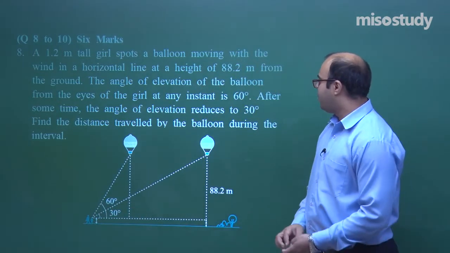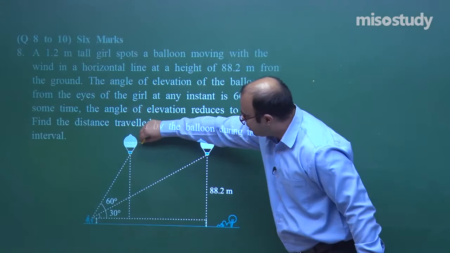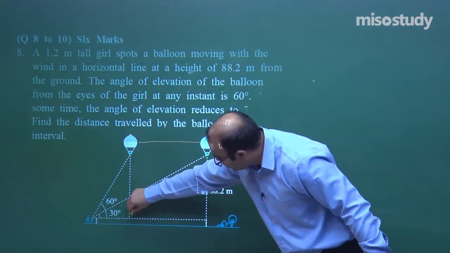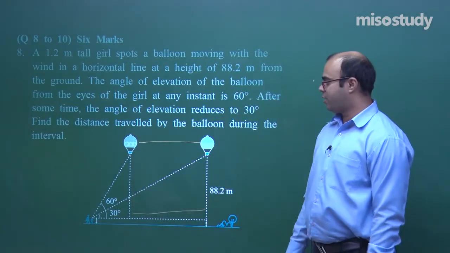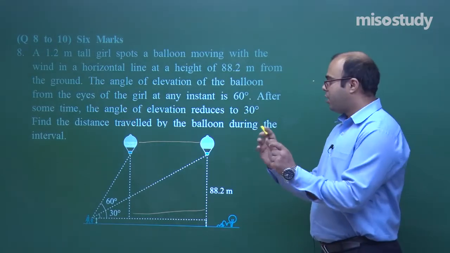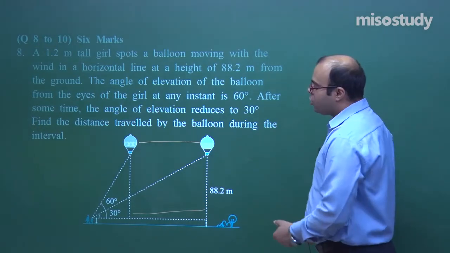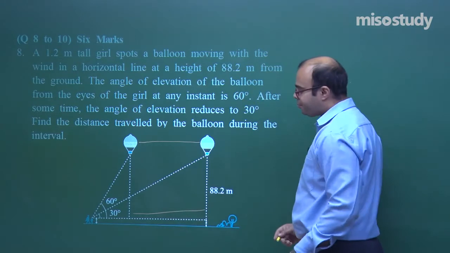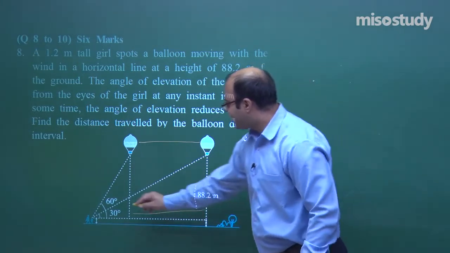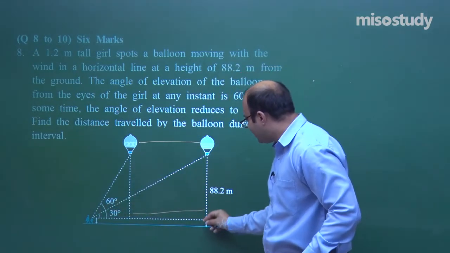Find the distance travelled by the balloon during the interval. This distance they are asking, which is equal to actually this distance which they are asking. We are taking the length dimension of the balloon as negligible. So this distance we have to find. What do we do? We first take this triangle you can see here.